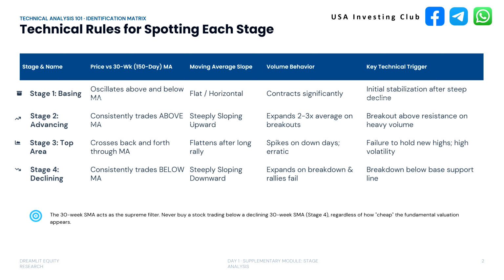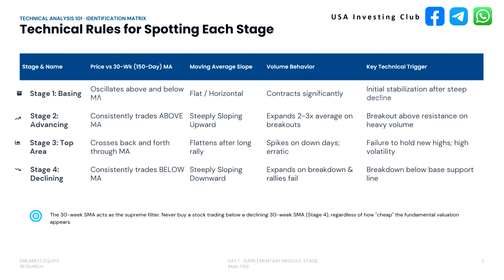Stage 3, top area. Price crosses back and forth through the moving average erratically. The slope flattens after a long rally. Volume spikes on down days in an erratic pattern, and the trigger is a failure to hold new highs alongside rising volatility. Stage 4, declining. Price consistently trades below the moving average. The slope is steeply sloping downward. Volume expands on breakdowns while rally attempts fail on light volume. And the trigger is a breakdown below the basing support line.